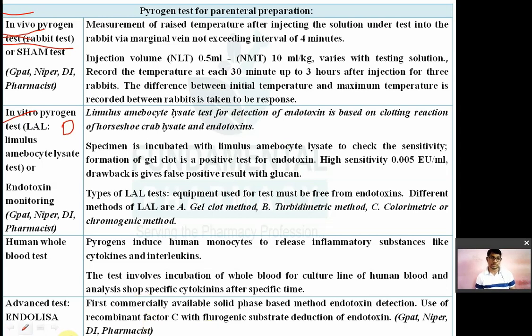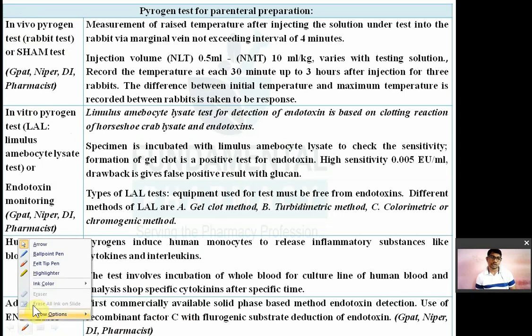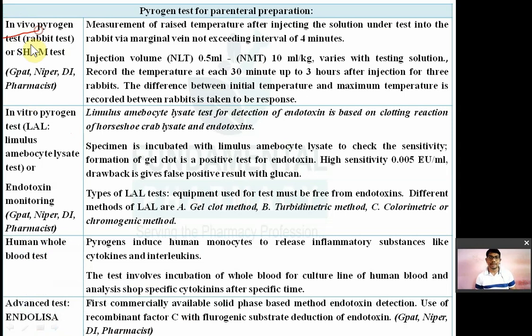Questions come on this as it is. One of the following tests for pyrogen is known as the sham test. So remember here, there are two kinds of tests for pyrogen. First one is known as the in vivo test. In vivo means in the biological system of the rabbit. In vitro means without a biological system, or in the lab. In vivo means inside the body. In vitro means outside the body. So the in vivo pyrogen test is known as the rabbit test.